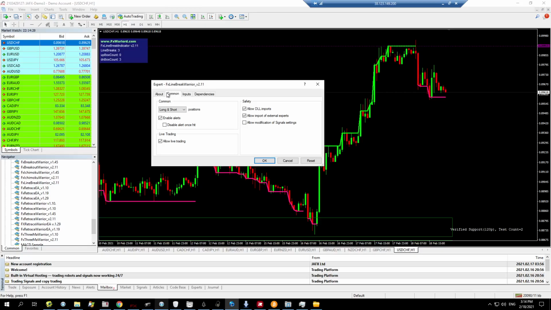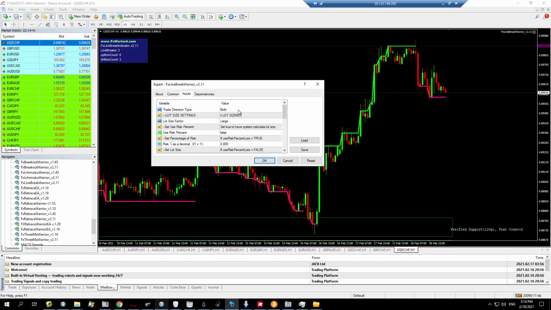Okay, and then you're going to come into the input. What we're going to do is we're going to set this common. And we're going to take long and short because we don't want to be restricted to one way. I want it to just do what it does. Here you're going to have trade direction type as both. And if you want to change that, if you only want to sell, then go to sell. If you only want to go long, then go long. And so lot size factor, you can choose to do your lot size at a profit ratio, at a risk percent. So I think I'm going to do probably a medium.